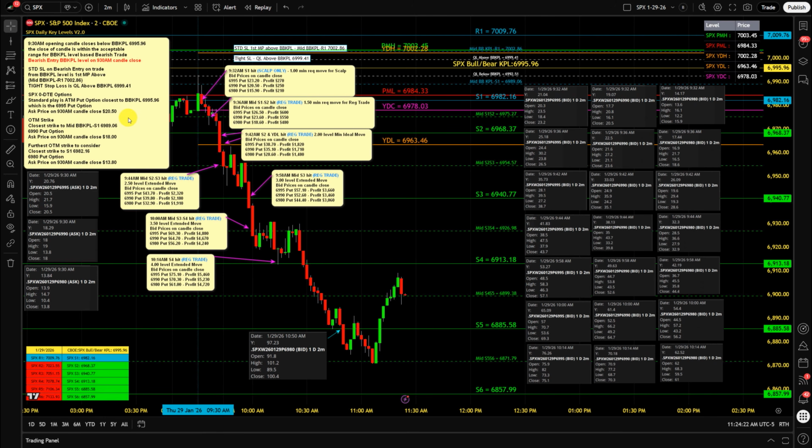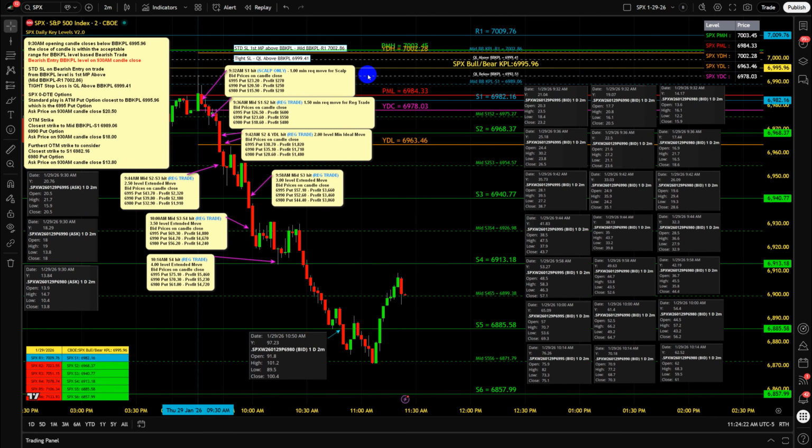Okay, back to this specific trade. The 69.95 standard play put option, the ask price on the 9:30 a.m. candle close is $20.50. The first alternative, the 69.90 put option, the ask price on the 9:30 a.m. candle close is $18. The furthest out of the money strike and our last option strike to consider on this bearish trade is the 69.80 put option. The ask price on the 9:30 a.m. candle close, $13.80.